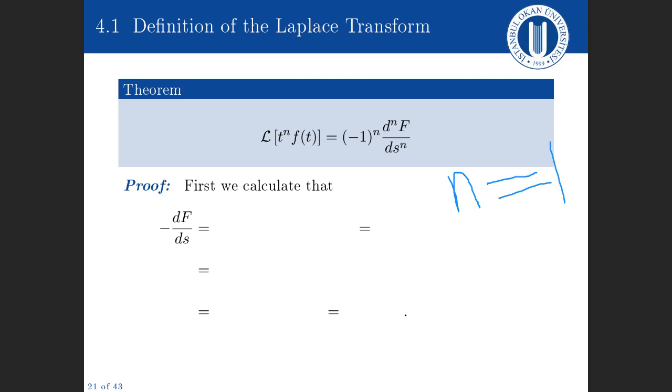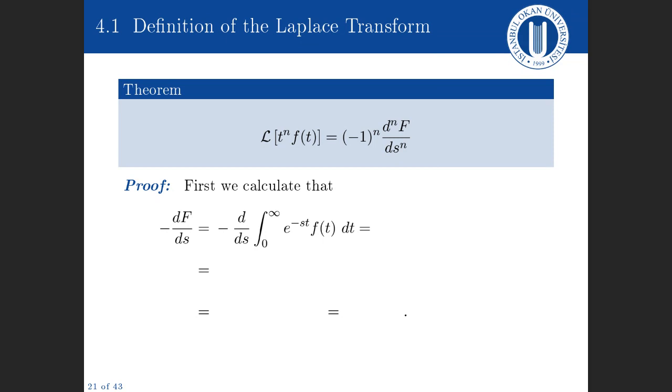So in the following, we're going to be proving the formula for n equal to 1. We're going to prove that the Laplace transform of t f of t is equal to minus 1 multiplied by the derivative of F with respect to s. So actually, I'm going to be starting with minus dF/ds, and I'm going to end up with the Laplace transform of t f of t. Okay, so we want minus the derivative of capital F, but capital F is just the integral from 0 to infinity of e to the power minus st, f of t dt.